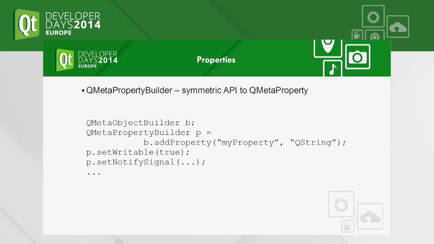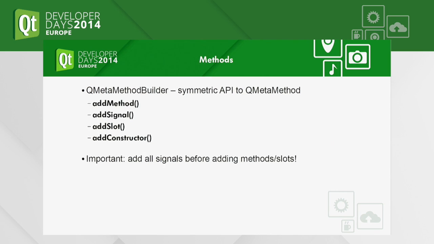Basically the same approach for the API also exists for methods. So there's QMetaMethodBuilder, which is the symmetric API to QMetaMethod. So all the setter methods we are missing there. There's a number of methods to add them.